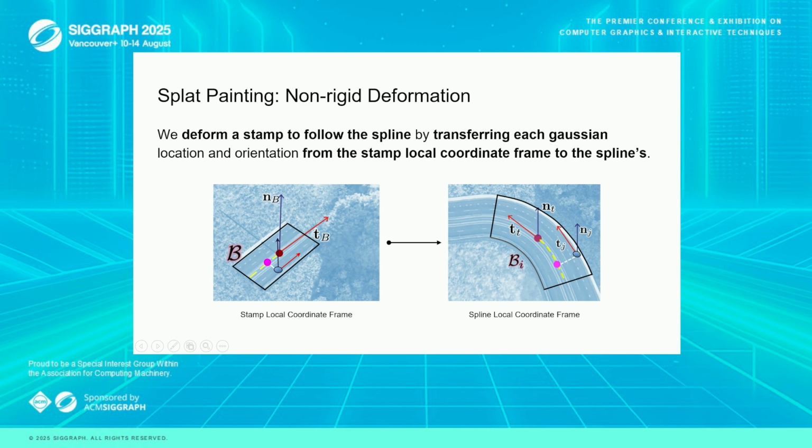So essentially, if a Gaussian is located at some 3D coordinate relative to the stamp's origin and has some 3D orientation relative to the stamp's orientation axis, all we do is now figure out, oh, what if we followed the same coordinates but now along the spline's axis, that is its tangents, normals, and binormals? Where would we place this Gaussian and how would it be oriented with respect to these axes?